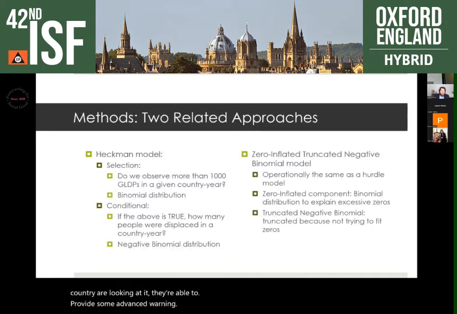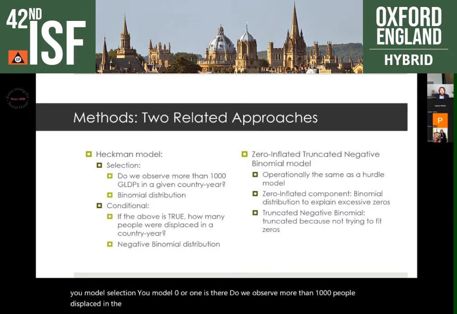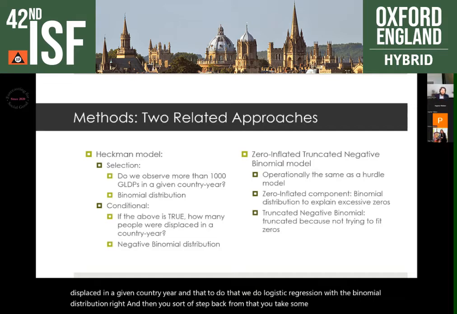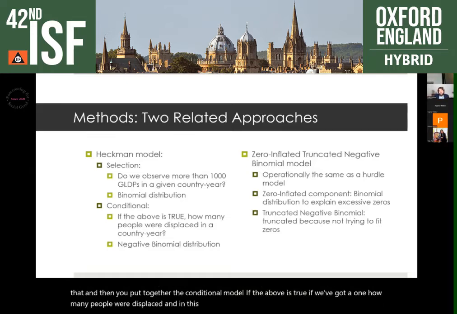So there are two different models here. The first is the Heckman model. Here, the idea is you model selection, you model 0 or 1. Do we observe more than 1,000 people displaced in a given country year? To do that, we do logistic regression with a binomial distribution, right? And then you step back from that, take some of the results from that, and put together the conditional model. If the above is true, if we've got a 1, how many people were displaced? And in this case, we're using a negative binomial distribution.